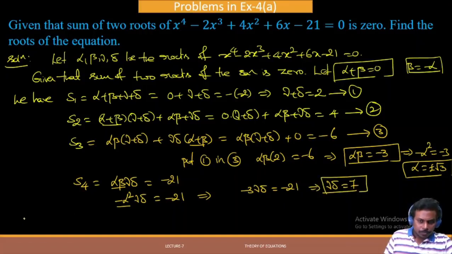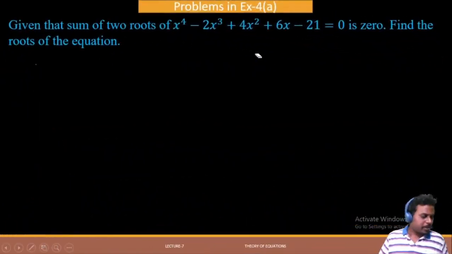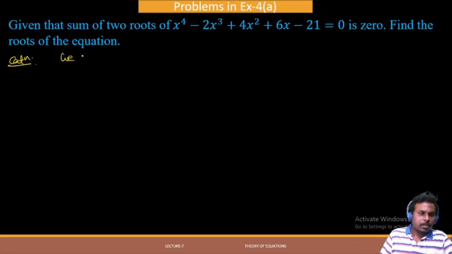So we have gamma delta is equal to 7 and gamma plus delta is equal to 2. We shall continue in the next page. So here is the solution continuation. We have got gamma plus delta is equal to 2 and gamma delta is equal to 7.